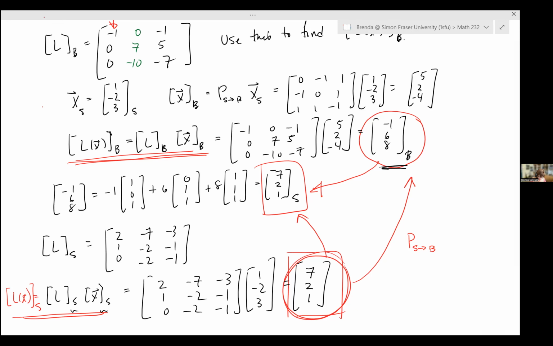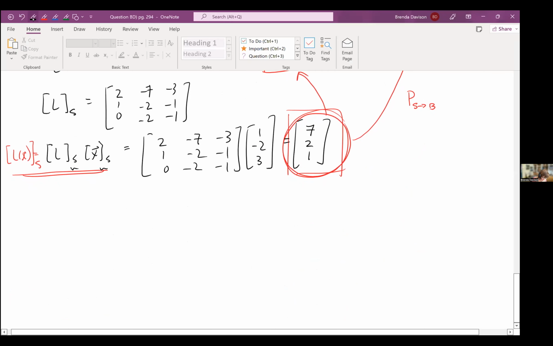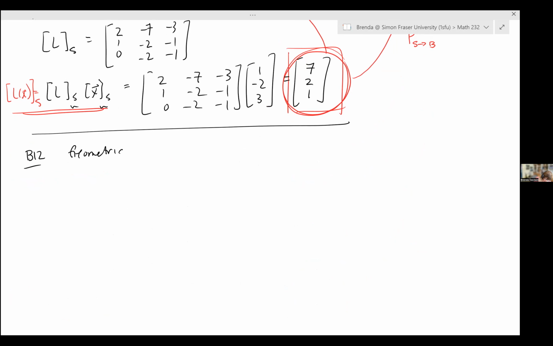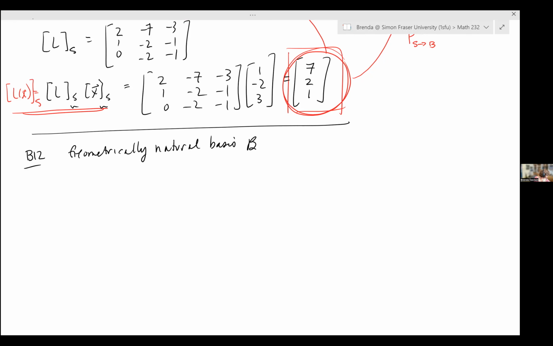I'm going to do a couple more questions. I'm going to take a look at question B12. Here's question B12. Determine a geometrically natural basis. That's what we're being asked for. And then determine the B matrix of the transformation.